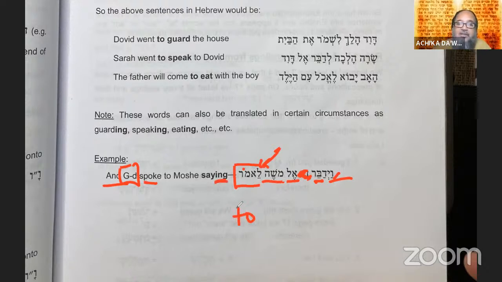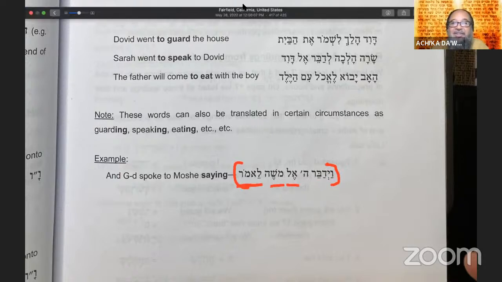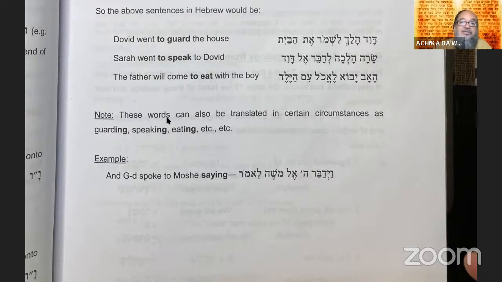Yah's directing Moshe with these words. So he's saying to him, Vayedaber Elohim El Moshe Lemor. You're going to hear this all the time in the Torah. Yah's constantly telling Moshe to go tell the children of Israel this, go tell them this, go tell them that. Speak to them.